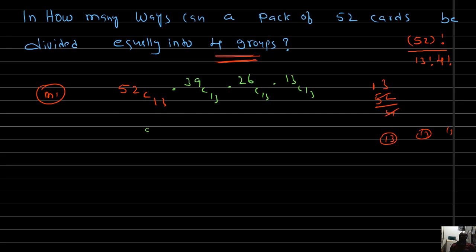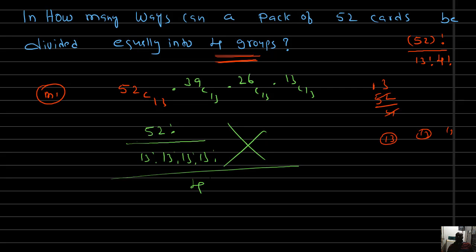So what happened here? 52 factorial, after simplifying, directly I am writing, what happened? 13 factorial into 13 factorial into 13 factorial into 13 factorial. But this is not the right answer. Groups, no? Again, what should we do? Divided by 4 factorial, because there are 4 groups. Divided by 4 factorial.